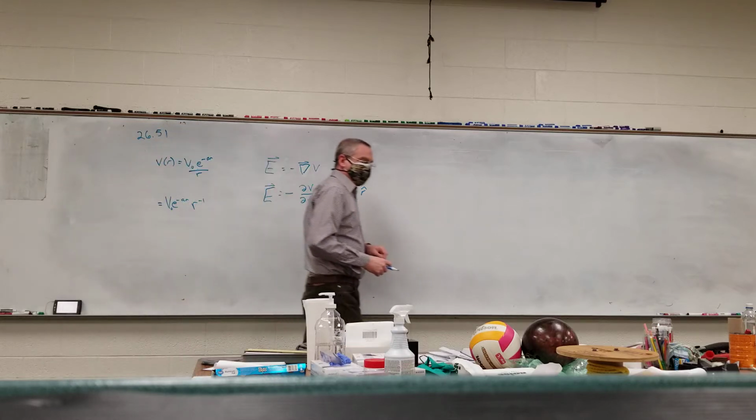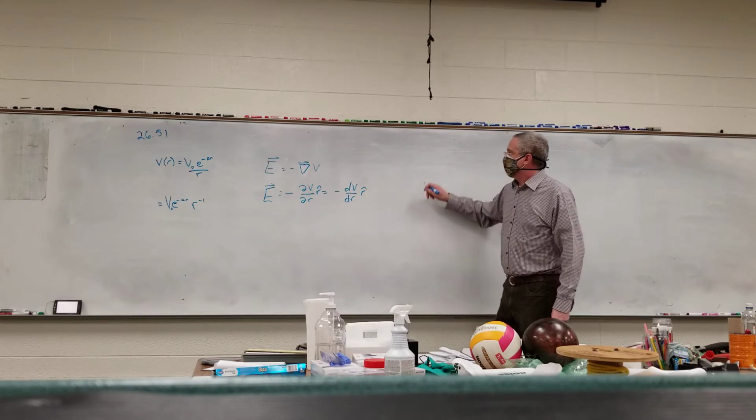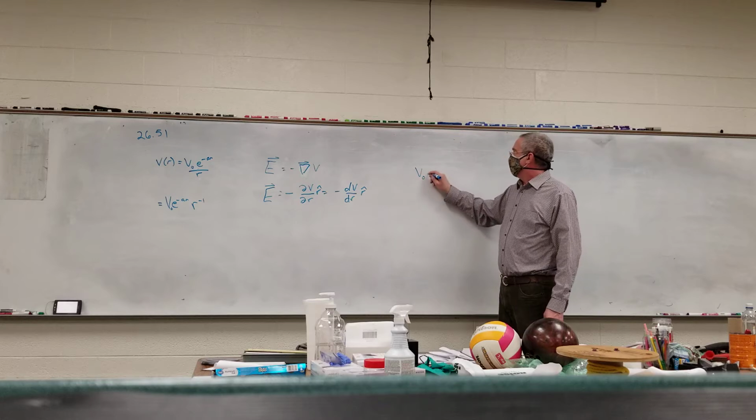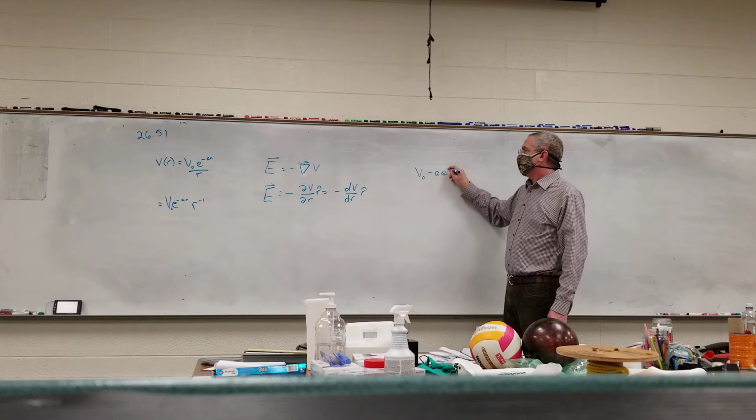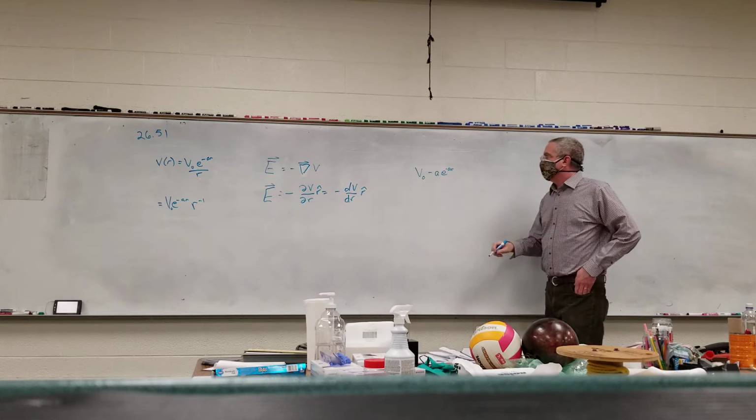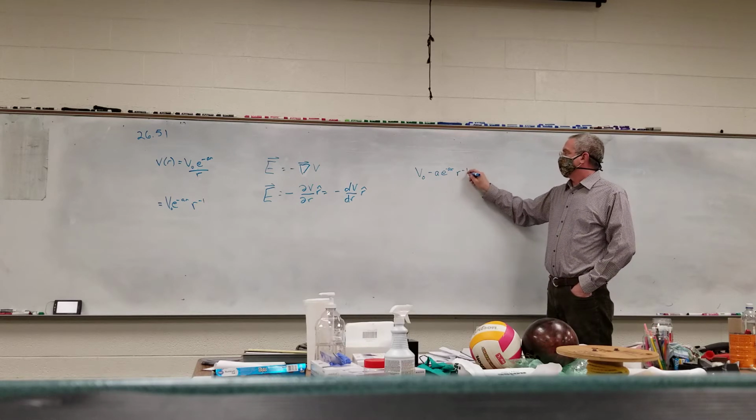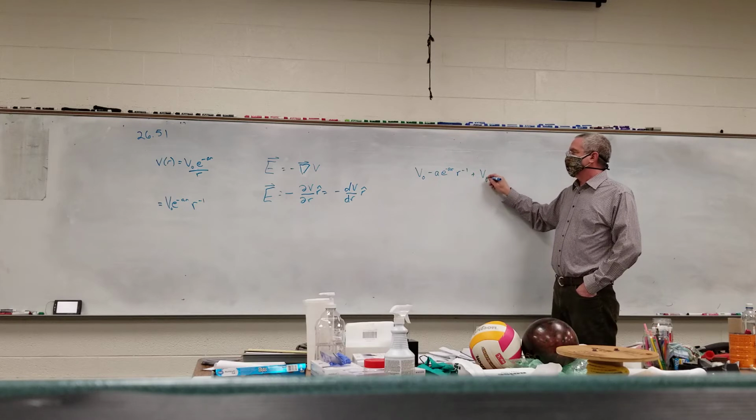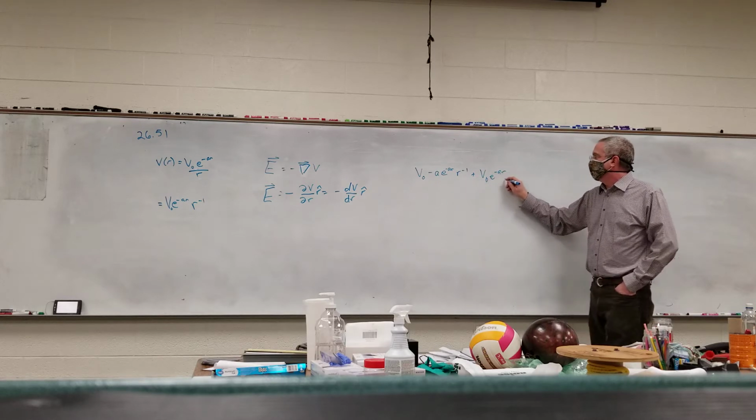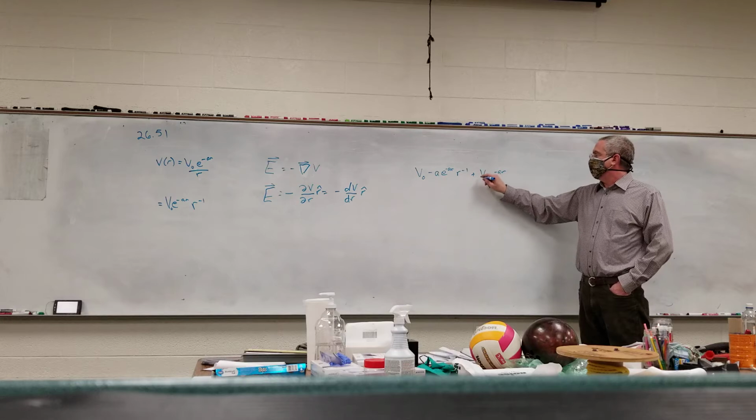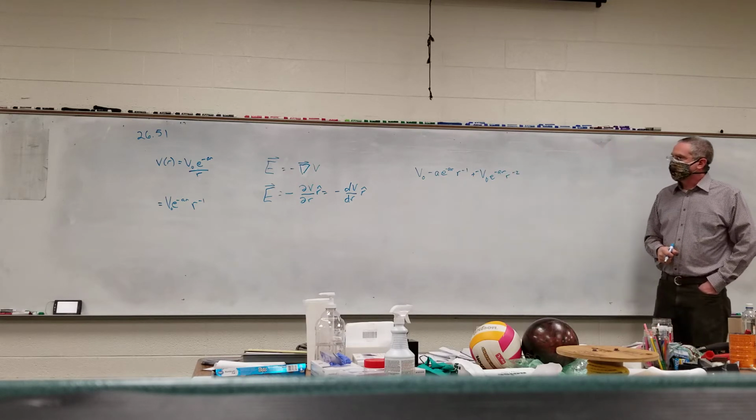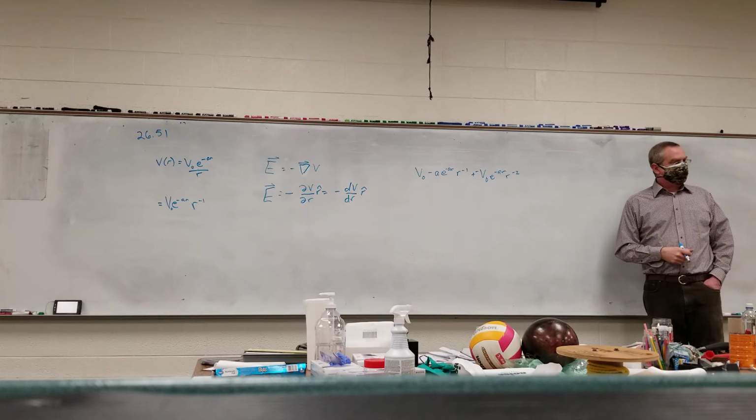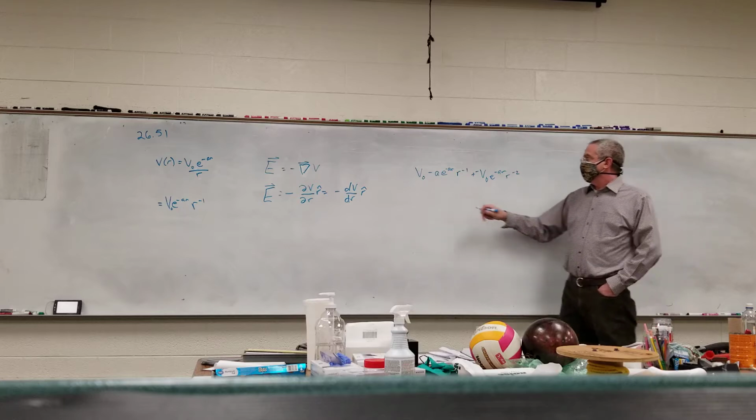So the derivative with respect to R, well, we do the derivative of the first one, negative A e to the negative AR, that's R to the negative 1, plus V sub naught e to the negative AR times negative R to the negative 2. Not a pretty form, but we can simplify it from there, but that's the essence of it.